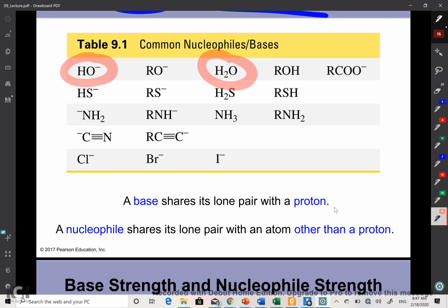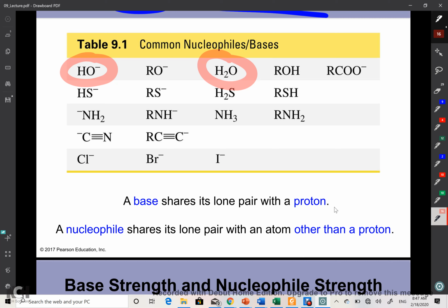Water can be an acid as well as a base. What makes water a base are the lone pair of electrons on that oxygen. Does that make sense? What makes water an acid? Those hydrogens. Does that make sense? The hydrogens connected to the oxygen. That's what makes water an acid. Is that okay? So let's compare OH minus and H2O.